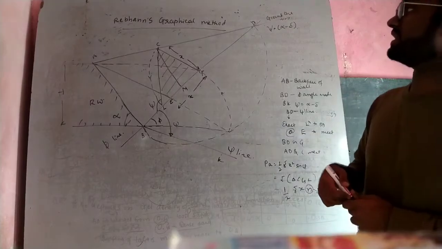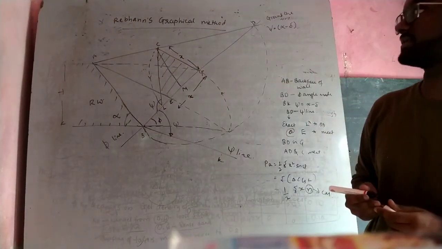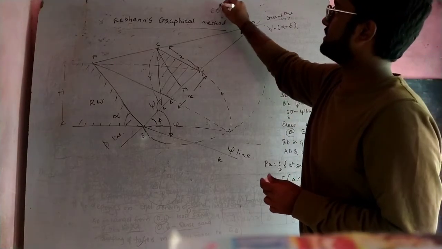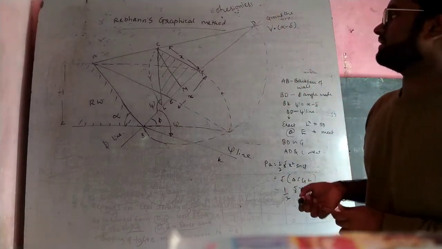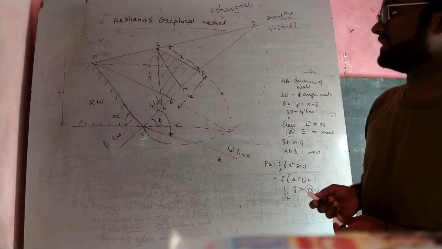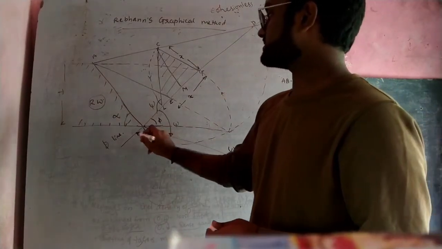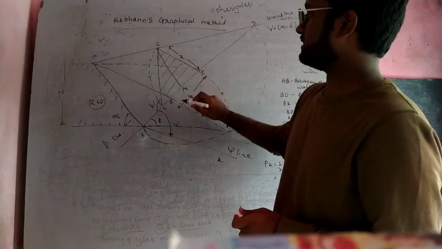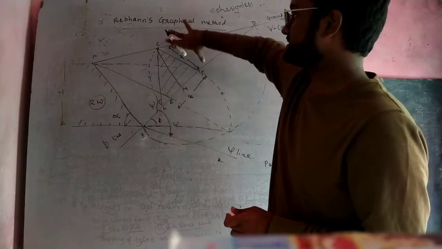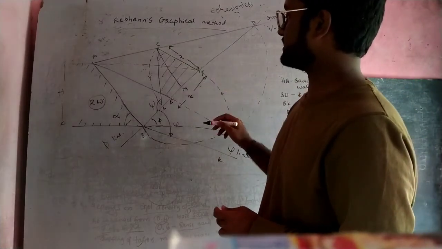So friends, coming to the last topic, that is Rebhann's graphical method for determining the active earth pressure for cohesionless soil. We will discuss this. This is the schematic representation. This is the retaining wall making an angle of alpha. This is the phi line. This is the psi line. This is the triangle formation. Here the side of the triangle is x. It is an equilateral triangle. There are two triangles here, you can see.